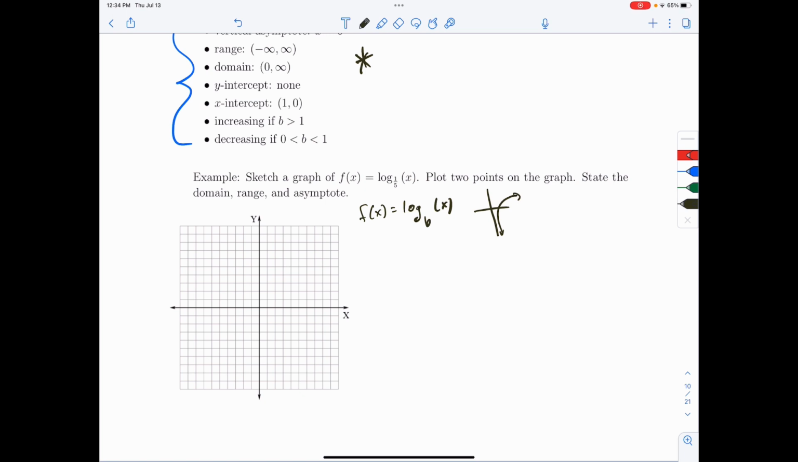So there are a couple of ways that we can do this. Probably the best way is to write this as an exponential function: 1/5 raised to the f of x is equal to x. So we're swapping this out from a log to an exponential function. So 1/5 is the base raised to the f of x is equal to x. Now I'm going to make a table of values.